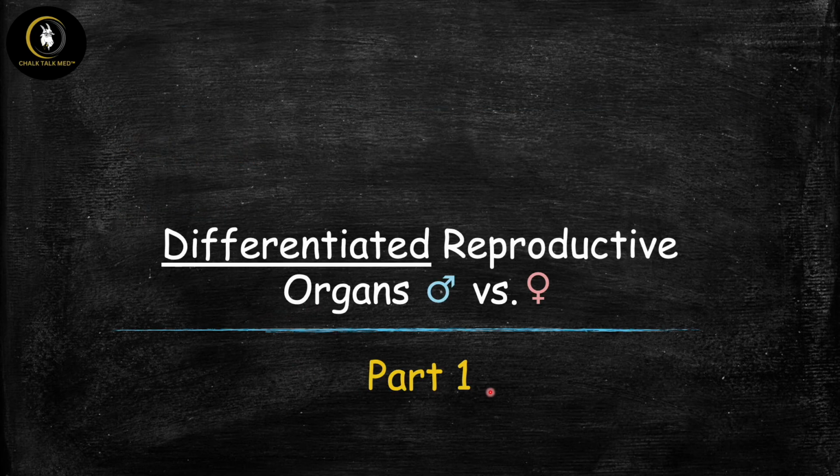Okay, so let's start with part one, which is to learn the differentiated reproductive organs. And differentiated means that these organs are either male or female. And once we know these, then we can look at the structures in the embryo and see where each of these came from.